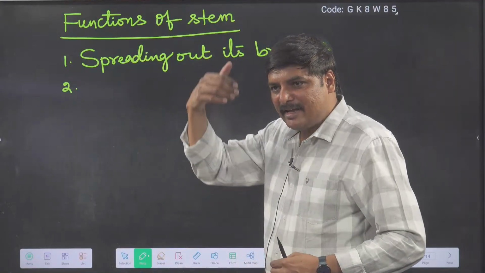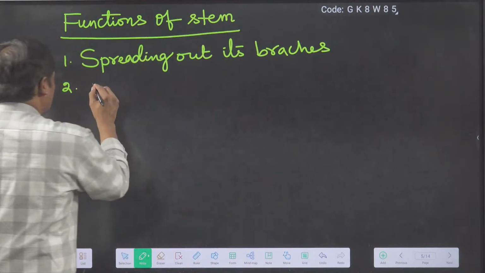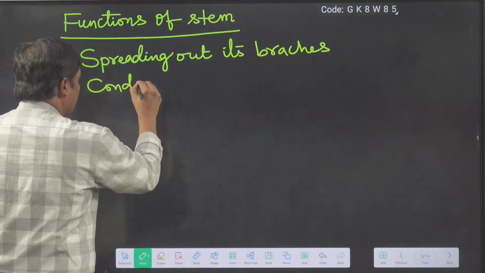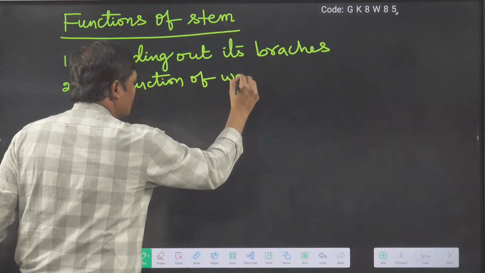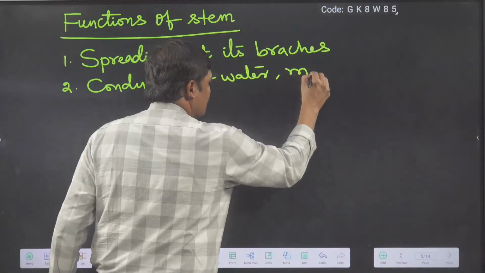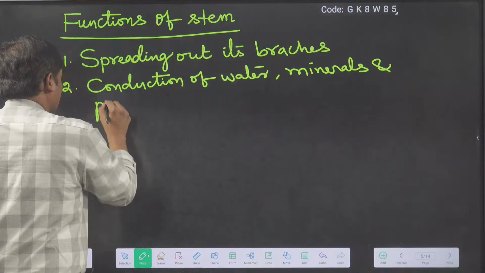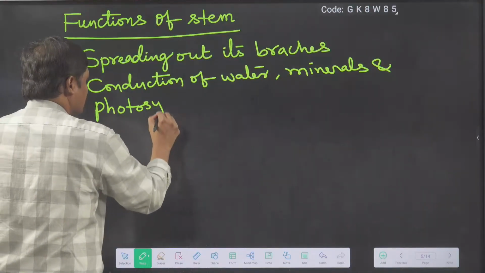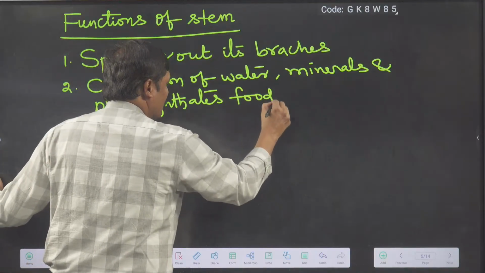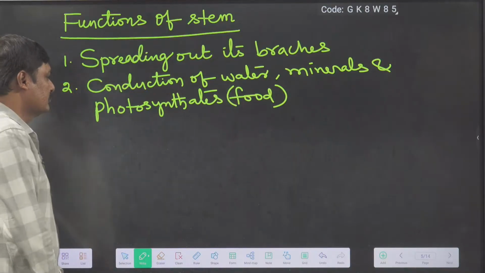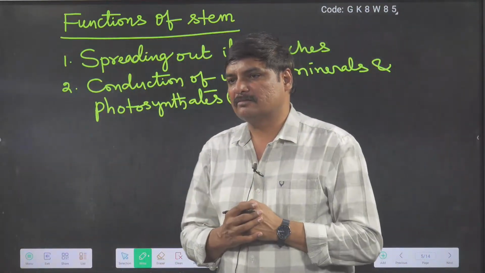Therefore, the stem contains vascular tissues, and hence they help in conduction of water, minerals, and photosynthate. Photosynthate means the product of photosynthesis. That is the food material.